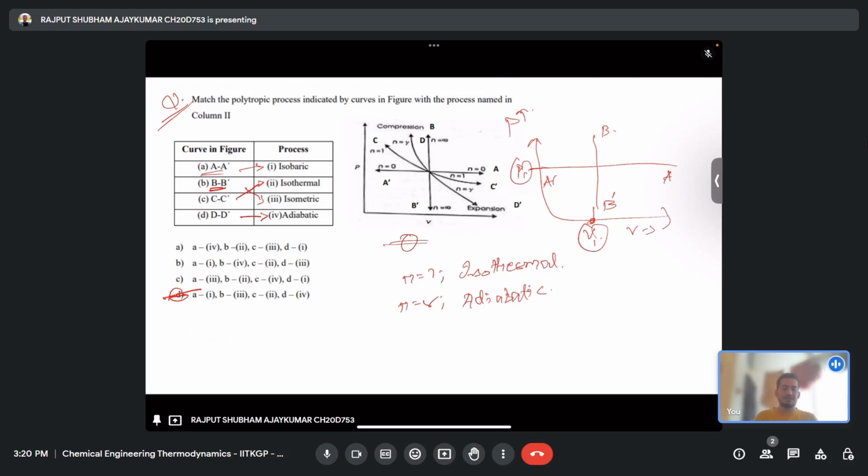Isentropic means constant entropy processes. And isenthalpic means constant enthalpy. So these are like 5 to 6 different terms. Please remember what these terms specifically mean, so that it will be helpful for you in the various numerical problems to finally arrive at an answer. Okay. Now we'll move on to the next question.